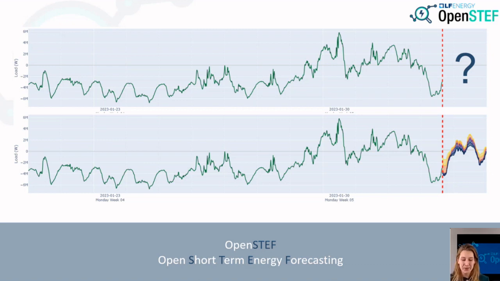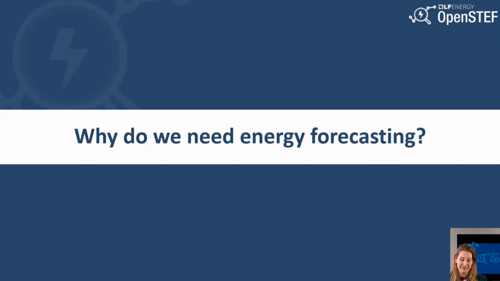Okay, what is this? Well, this can be the load on the grid, so production and consumption on the grid at a certain location. Up till now, we know what has happened, but as you can see by the question mark, we have no idea what's going to happen in the future. Well, this is where OpenStef jumps in, as OpenStef is able to predict into the future what is going to happen to the load of the grid at a certain time and location. But why do we need energy forecasting? Why do we have OpenStef?